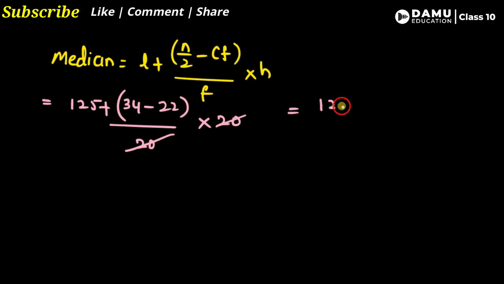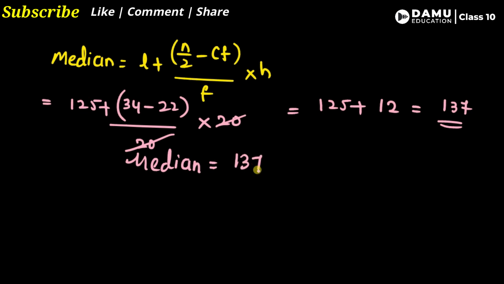Then 125 plus 34 minus 22 is 12. So we get 125 plus 12, which is 137. So this is the median; the median will be equal to 137. This is how we find the median. Now we will see the mode.